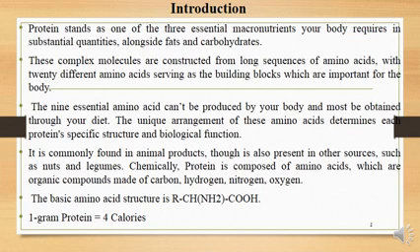It is commonly found in animal products, though it is also present in other sources such as nuts and legumes. Chemically, protein is composed of amino acids, which are organic compounds made up of carbon, hydrogen, nitrogen and oxygen. The amino acid structure is seen below. So 1 gram of protein is equivalent to 4 calories.